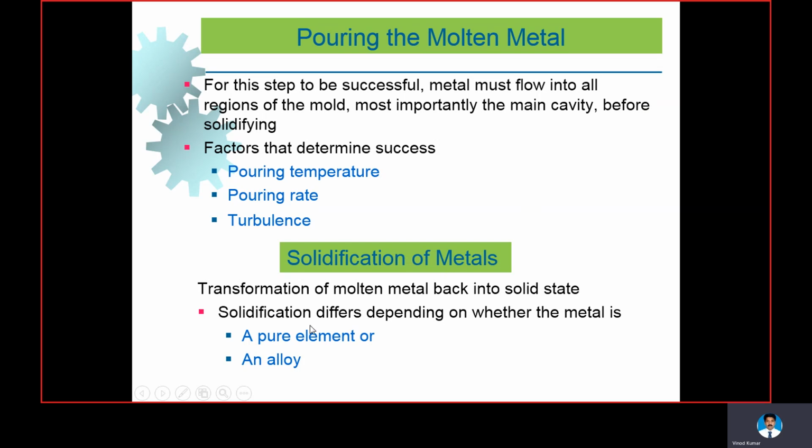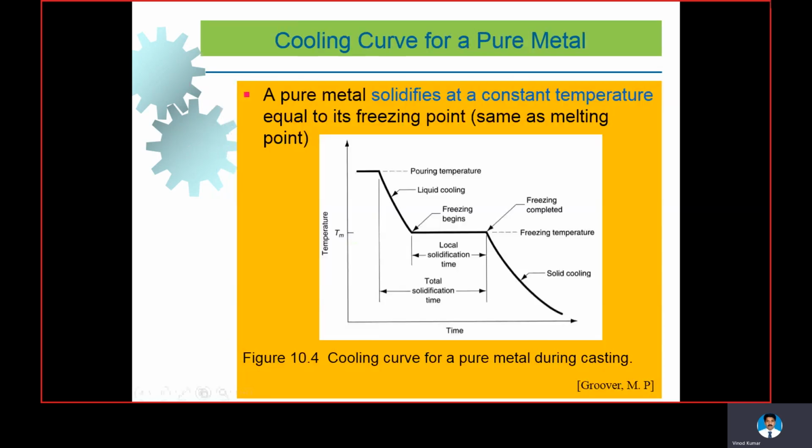This process is different if it is a pure element, like aluminium or copper, or if it is an alloy like steel, where it will be totally different. Now, the cooling curve for a pure metal. If you look at it, after pouring, what happens? This is the cooling curve for a pure metal. It is not an alloy. That means it has only one element. It's a pure metal.